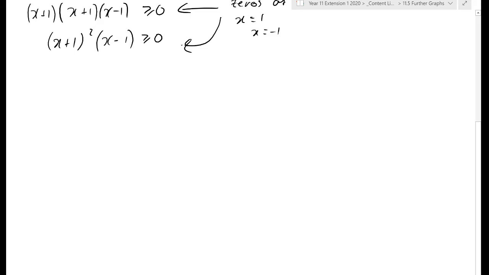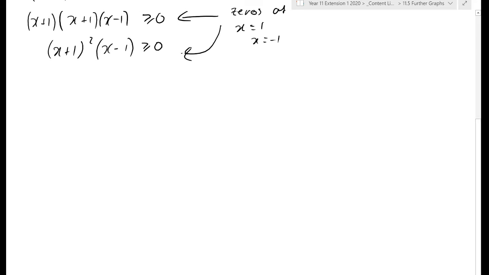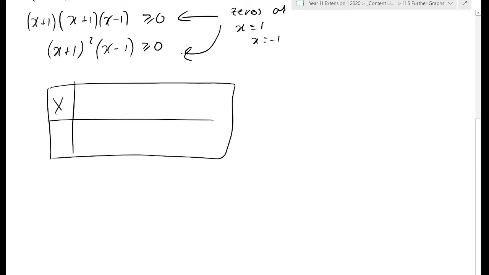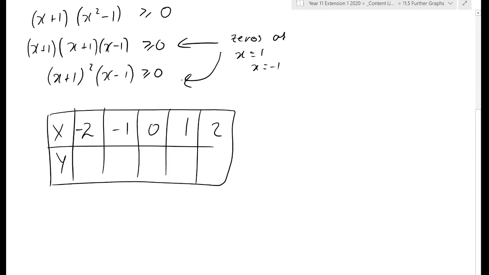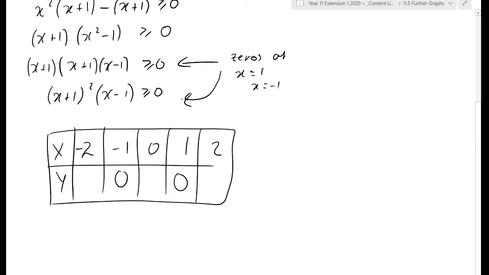So what I'm going to do now is draw up a table of signs, okay? I need to have my zeros, so negative 1 and 1, and I need to have something either side of those zeros. So negative 2, 0, and 2 will work perfectly. Okay, filling in these values now, I know that it's 0 at negative 1 and 1. If I put 0 into the equation above, I get 0 plus 1, which is 1 squared, which is just 1, lots of 0 minus 1, which is negative 1, so a positive times a negative is a negative.